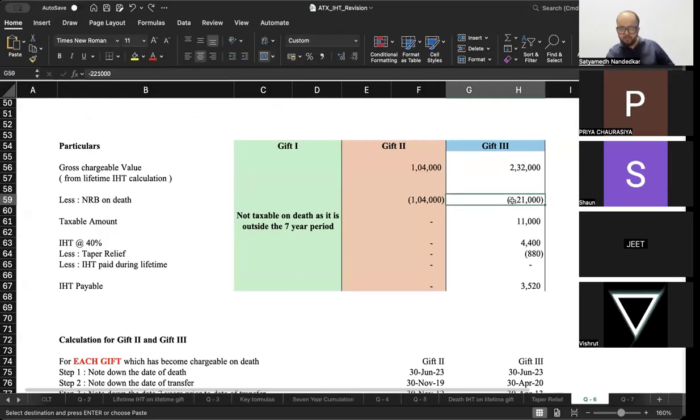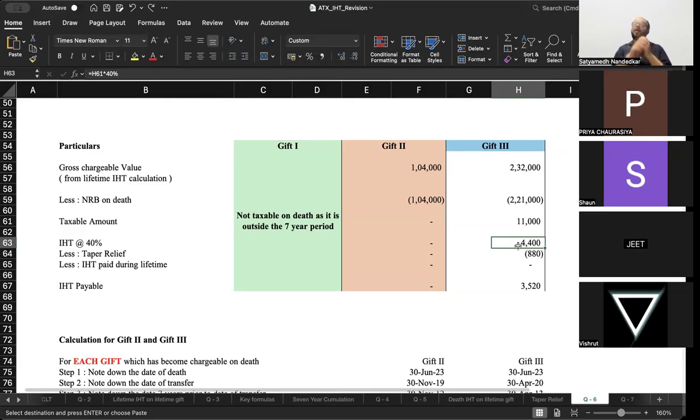From 232, subtract 221, leaving 11,000. IHT at the rate of 40% comes to 4,400, less taper relief of 20% of that. Why taper relief of 20%? Because this transfer happened more than 3 years before, but not more than 4 years. This particular transfer happened in the more than three, but less than four years period, which is why the taper relief is 20%.